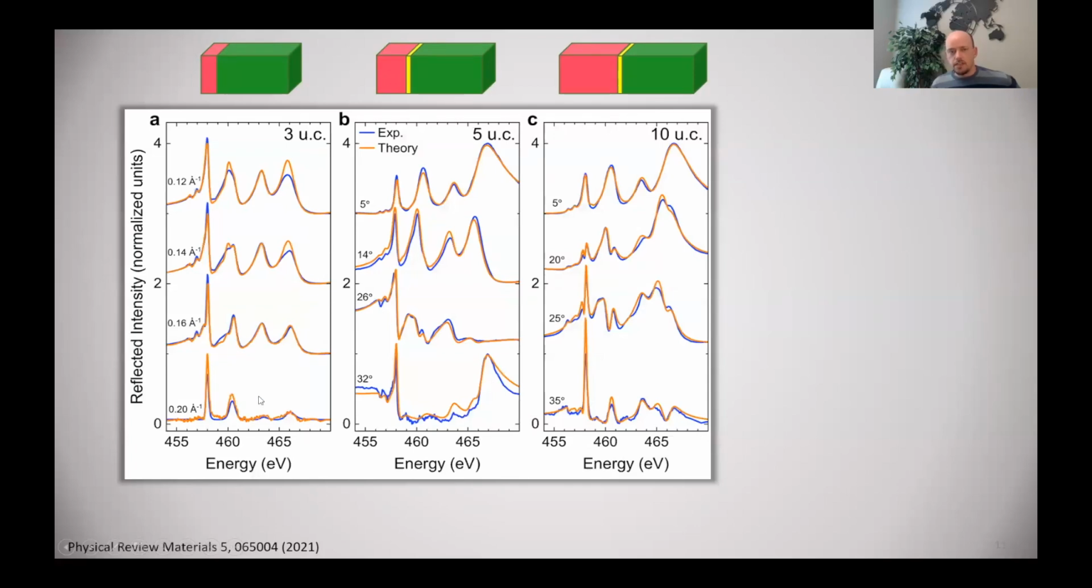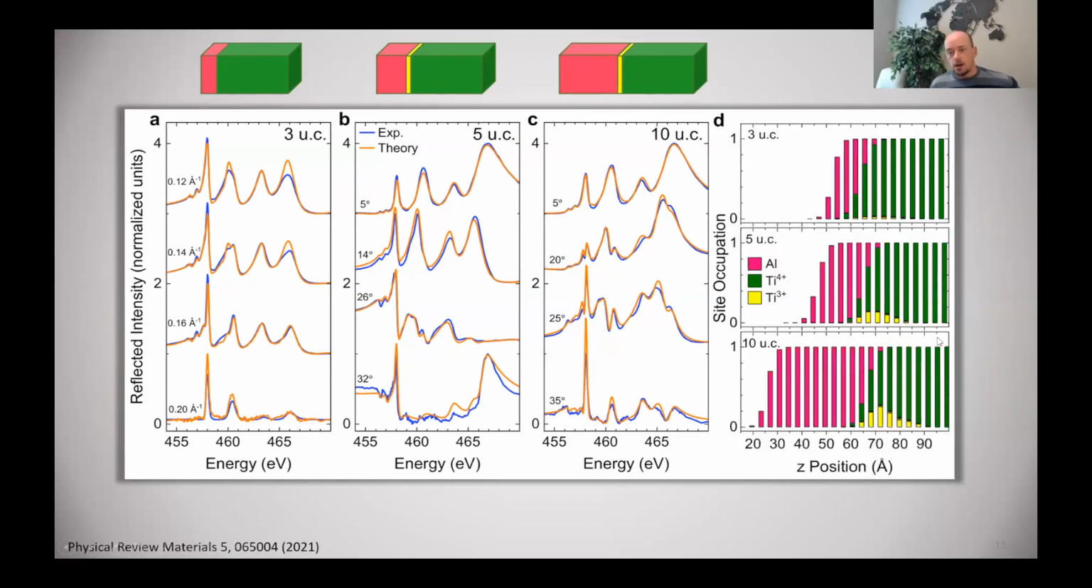And so here I'm showing our reflectivity data in each panel corresponding to each sample as we scan across the resonance and for different reflection angles. In blue is our experimental data, and in orange is our modeling of that data with the physical models that I'm showing now on the right. So for our thinnest sample, this is the nice or the powerful nature of X-ray reflectivity.